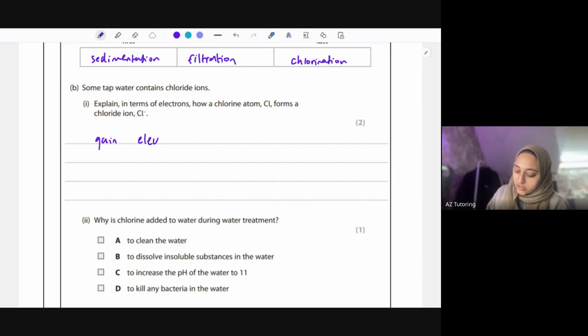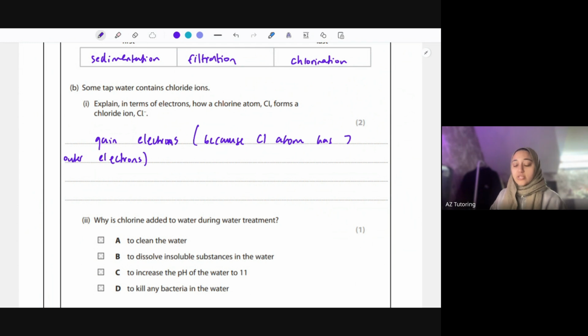So it's going to gain electrons, which is where you get your first mark from, gain electrons because chlorine atom has 7 outer electrons. And then you get your second mark by saying how many electrons it's going to gain. So it's going to gain 1 electron. So gains 1 electron. Even if you just wrote as one sentence gains 1 electron, you would have got 2 marks, but it's better just to be that extra safe that you've got 2 points just to show the examiner that, okay, you know it needs to gain electrons, and the amount of electrons it's going to gain is gaining 1.